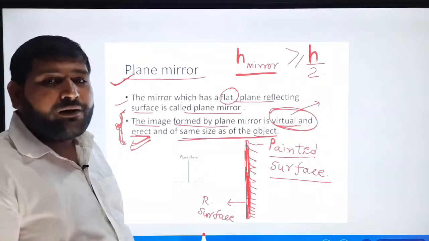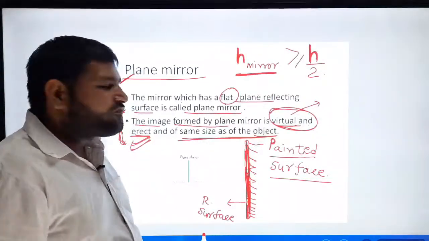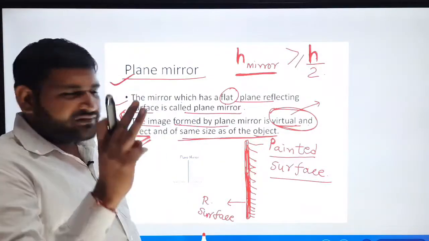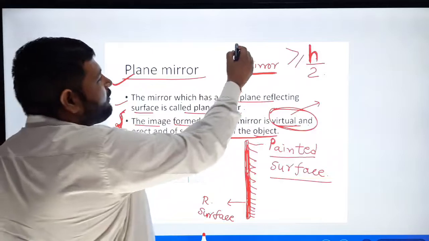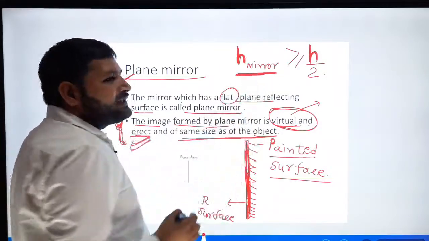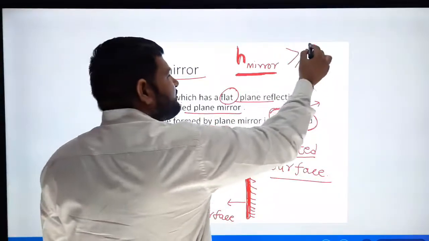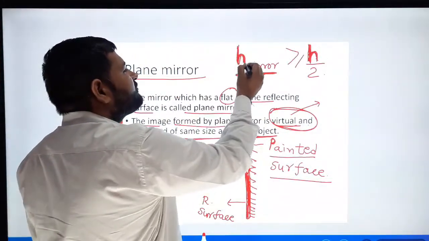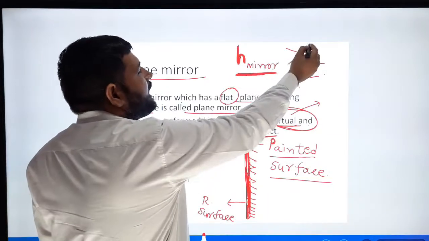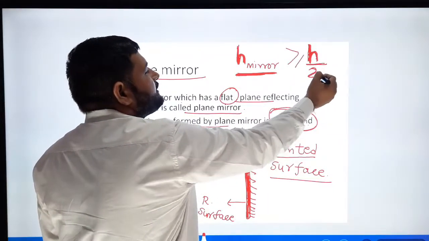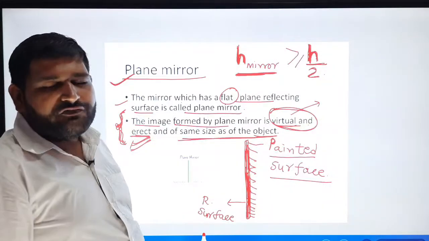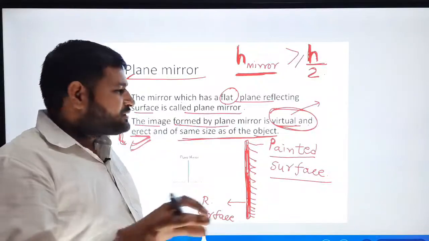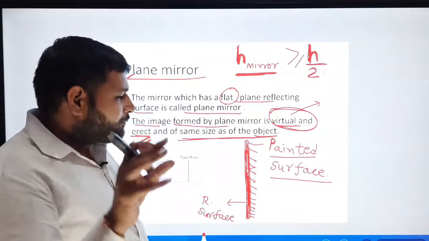Now the third question, what would be the size of the image formed by the plane mirror? The size of the image formed by the plane mirror would be the same as that of the object. Next question is, what must be the minimum height of the plane mirror to get the full image of an object of height h? And the answer would be, the minimum height of the plane mirror must be half of the height of the object of height small h. So these are all the facts, information, questions and answers related to the plane mirror.